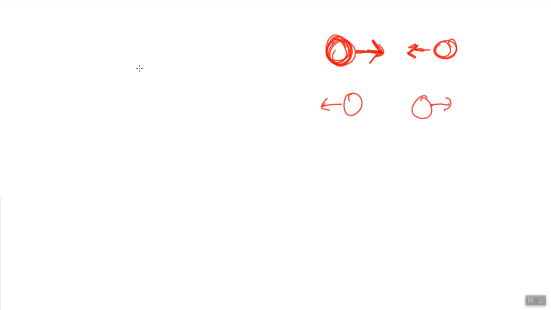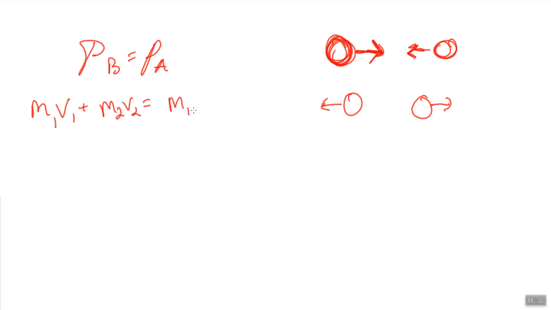What would this look like mathematically using the law of conservation of momentum? That's momentum before equals momentum afterwards. We would say mass 1, velocity 1 plus mass 2, velocity 2 equals mass 1, velocity 1 final plus mass 2, velocity 2 final.